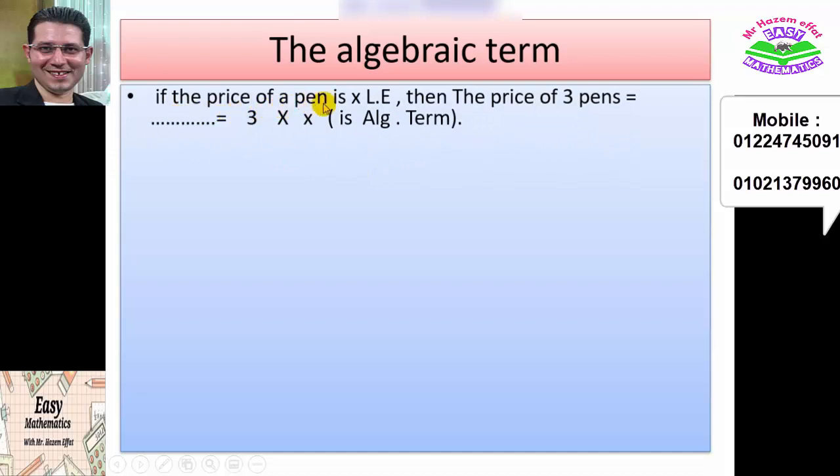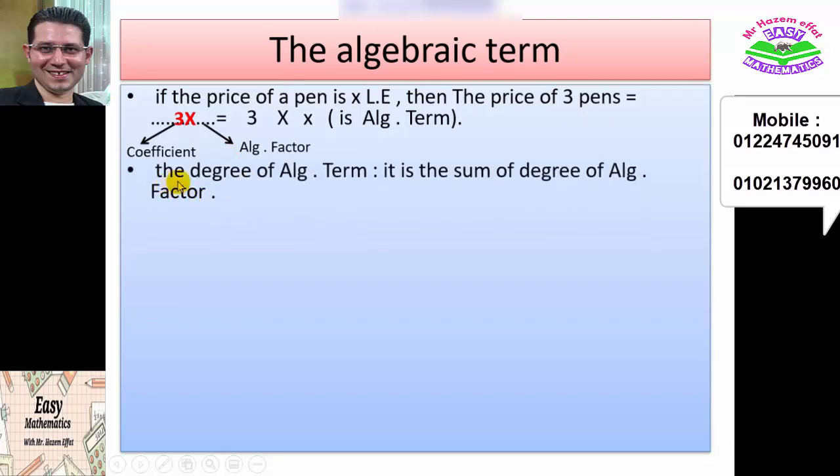If the price of a pen is X pounds, then the price of 3 pens: when we want to find the price of 3 pens, we multiply 3 by X. So we can write 3 multiplied by X, or we can write 3X. This form is called an algebraic term, and any algebraic term is formed from a number and a symbol. The number here, 3, is called the coefficient, and the symbol here is the algebraic factor.